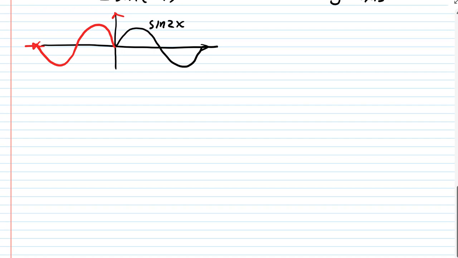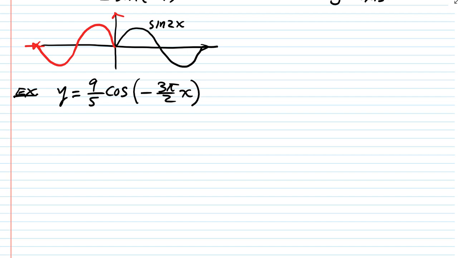All right, let's take a look at another example. In this other example, suppose I want to graph y is equal to 9/5 cosine of negative 3 pi over 2 x. So again, here's how I'm going to work this, because cosine is an even function. That means cosine of negative theta is equal to cosine theta. So the negative actually isn't going to affect the graph here.